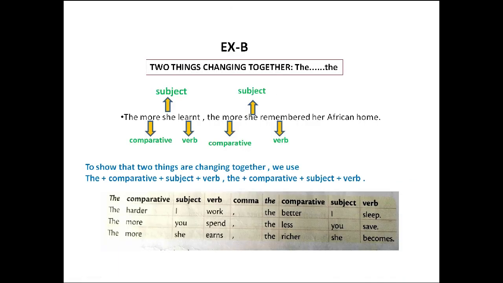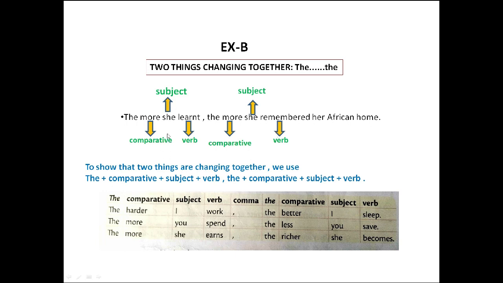Next, here when you have to change two things together, you have to use the and the in your sentence. But there is a formula which you have to follow. Before I tell you the formula, first look here. Here you can see there is a sentence written. The more she learnt, the more she remembered her African home. This is a sentence taken from the chapter.